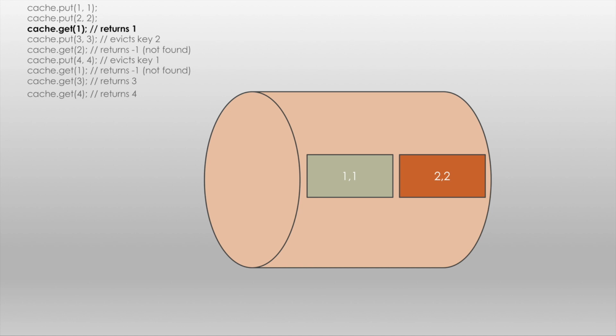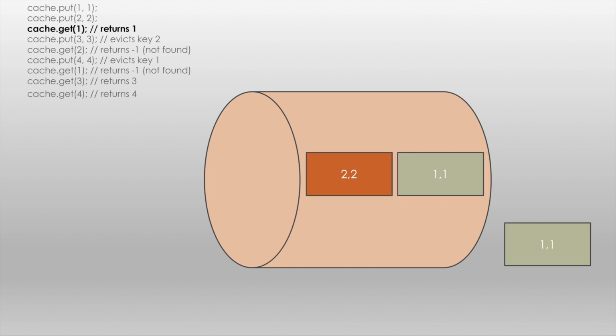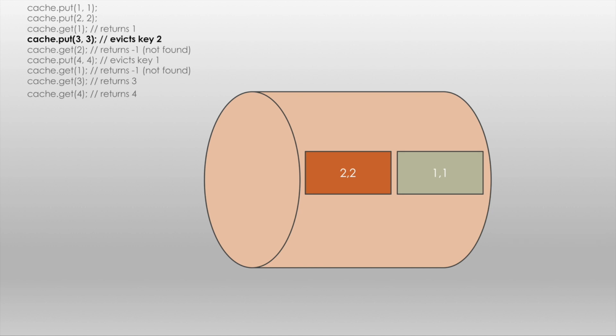Next we try to fetch 1 from the cache, so we do a cache.get(1). Now we return the value 1 and also update the position of (1, 1) in the cache. Since now (1, 1) is most recently used, (2, 2) now becomes the least recently used item. Next we put (3, 3). Now we'll have to evict 2 since the cache is already at its capacity and (2, 2) is the least recently used item. We'll evict (2, 2) and also update the position of (3, 3).